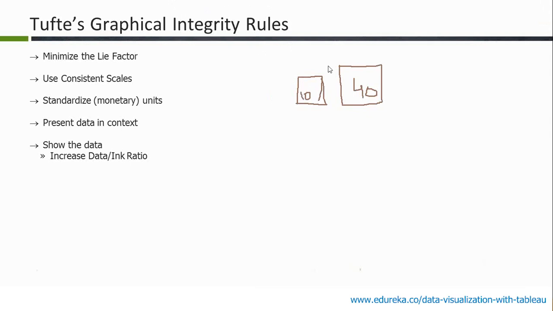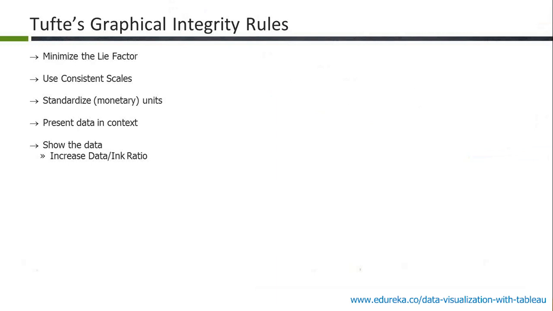So if this is 10 and this is 40, the area of this box should be 4 times the area of this box. Right. Or something which is a true representation. You must have seen these kinds of drawings in newspapers and elsewhere, created to give an illusion that the economy or the situation is not so bad. So we never do this and try to distort the lie factor using our graphical integrity rules.